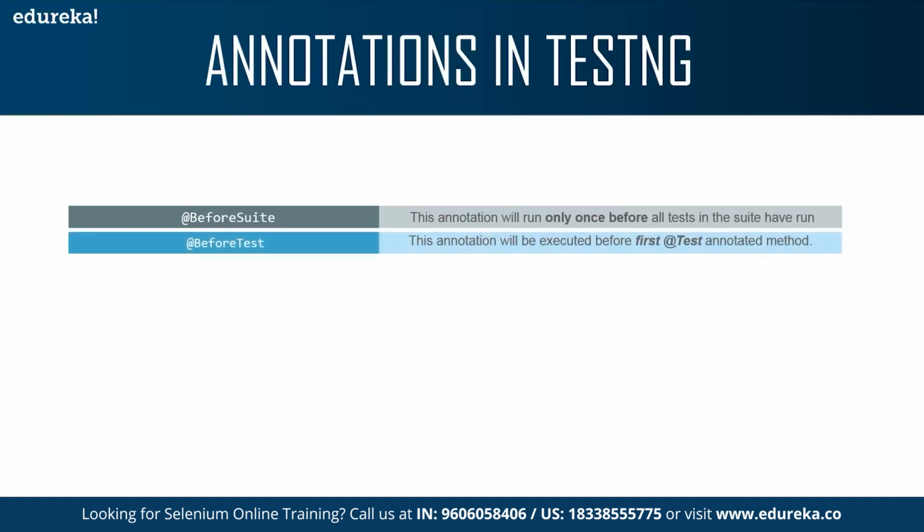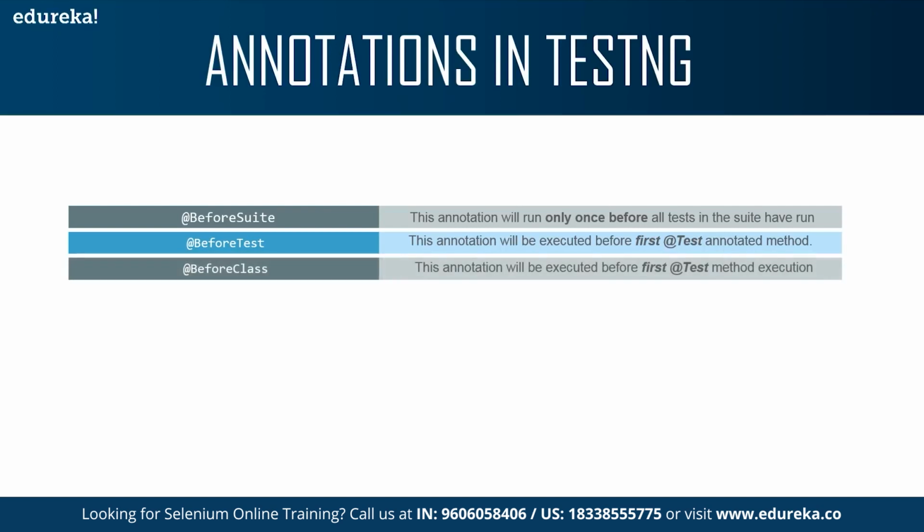Next, @BeforeTest. A method which is marked with this annotation will be executed before the first @Test annotated method. That is, if there is any @Test annotation, the very first test that is marked with @BeforeTest will be executed. Next, @BeforeClass. A method which is marked with this annotation will be executed before the first @Test method execution. It runs only once per class.